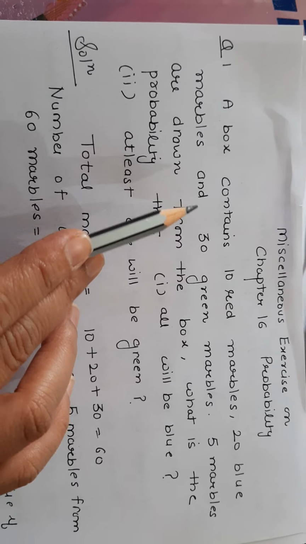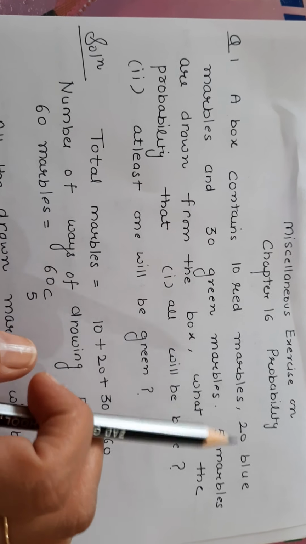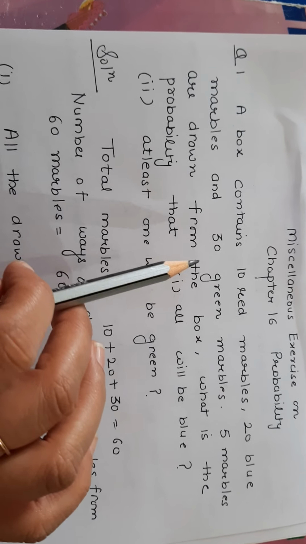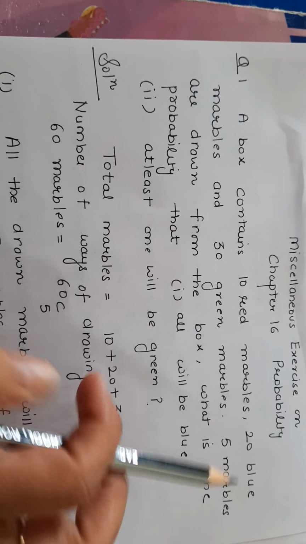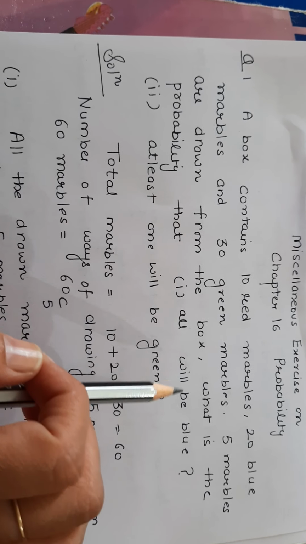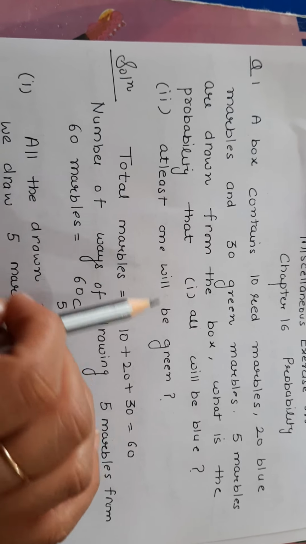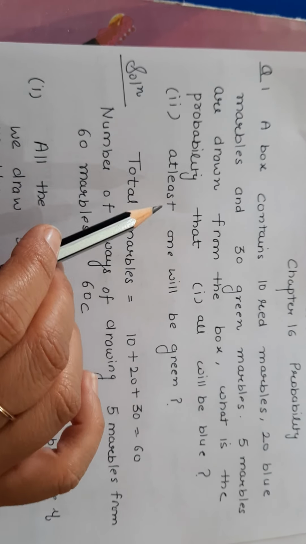First question: a box contains 10 red marbles, 20 blue marbles and 30 green marbles. 5 marbles are drawn from the box. Now what is the probability that all will be blue? The second part, at least one will be green.